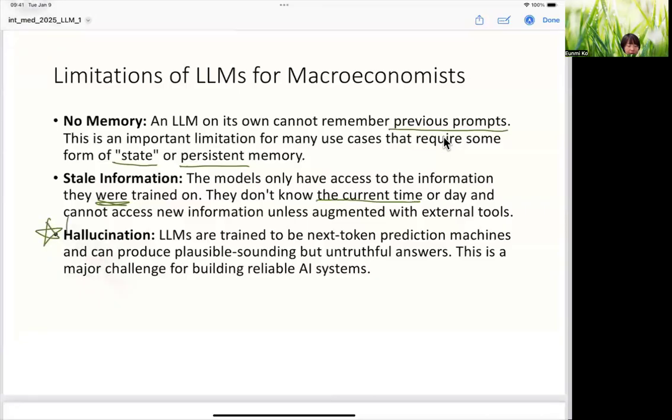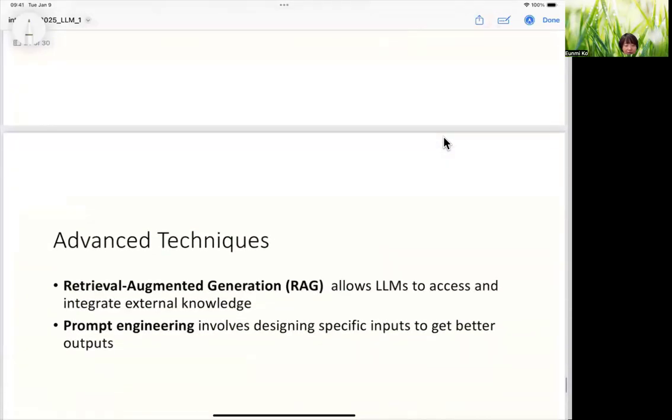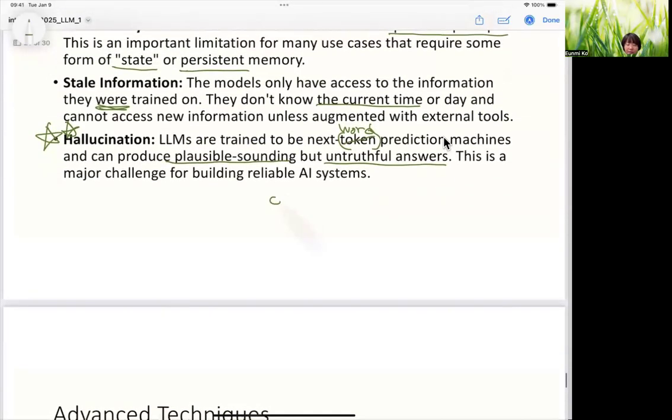And the most important thing is hallucination. LLMs are trained for next token prediction. You can just think of it as next word prediction. So it is a next-word prediction machine, and it can produce plausible-sounding but not necessarily true answers. This is a major challenge for building reliable AI systems. So those are the limitations. We need to fact-check after using AI.